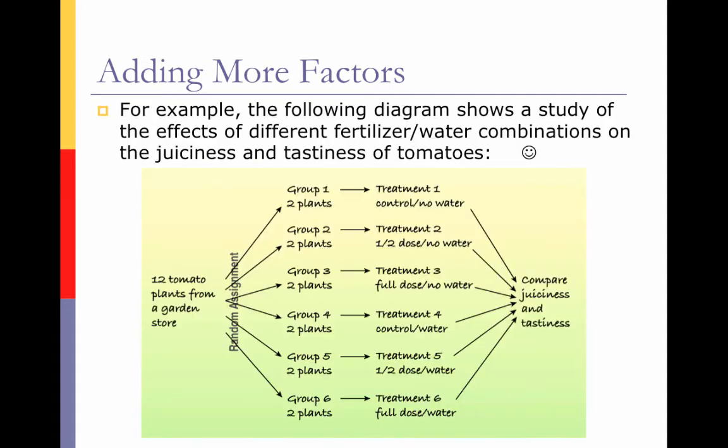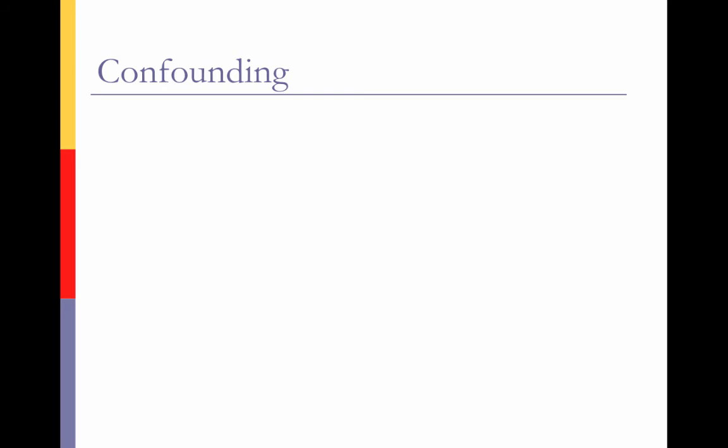The following diagram shows what this would look like. Each of the groups has 2 plants in them. The first treatment is control with no water, half dose no water, full dose no water, control with water, half dose with water, full dose with water. And then again, we can compare the juiciness and tastiness of each of those different treatment groups by tasting the tomatoes when they're ripe. So the last thing that we really need to talk about with experiments is confounding.